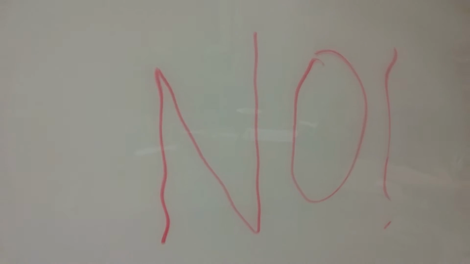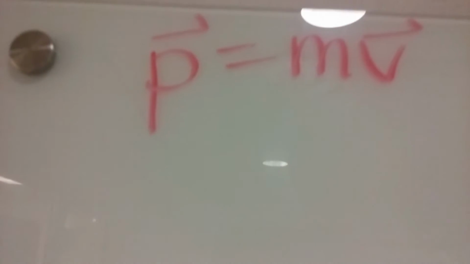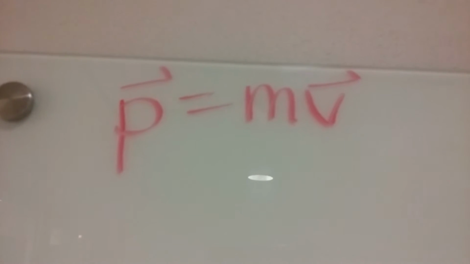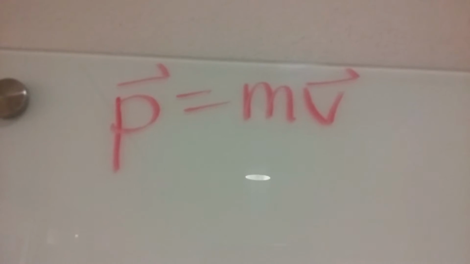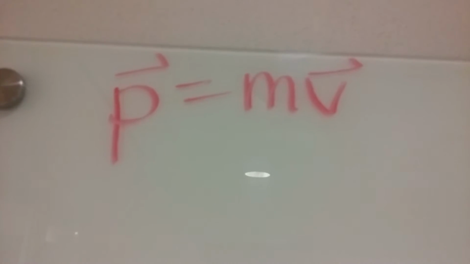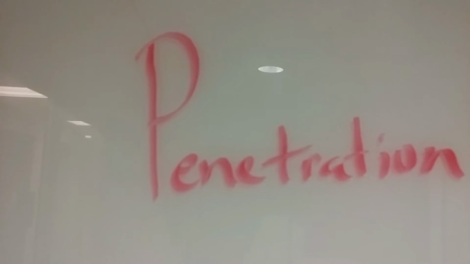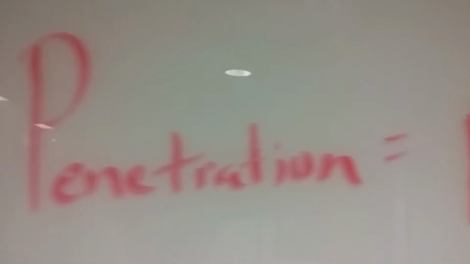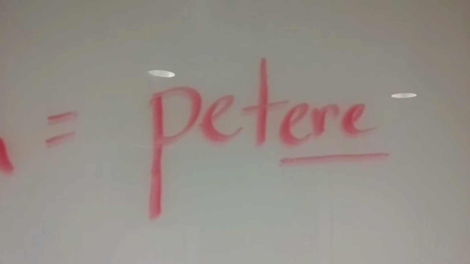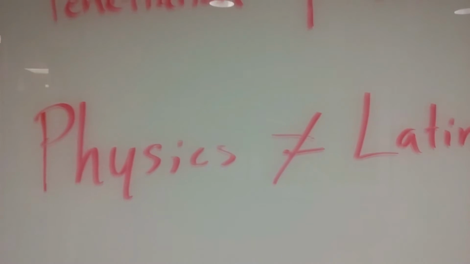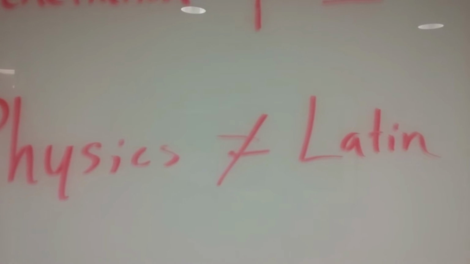No. We need to use a new property of motion that's gaining some momentum. We will call it momentum. Momentum is the product of mass m and velocity v, and is defined as the letter P, which stands for penetration. Actually, P is for pedere, which is Latin for to go toward. It's a third conjugation verb. Wait, this is turning into a different kind of class.